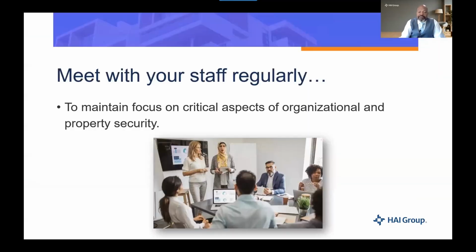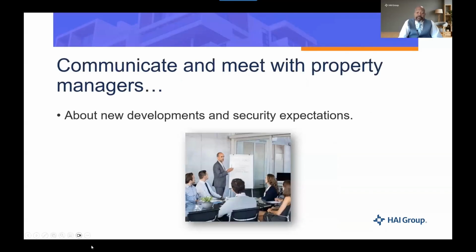Strategic thinking. Meet with your staff regularly to maintain focus on critical aspects of organizational and property security. It's just important that you let everyone on your team know what they need to be aware of so that they can properly support what it is that you're doing.